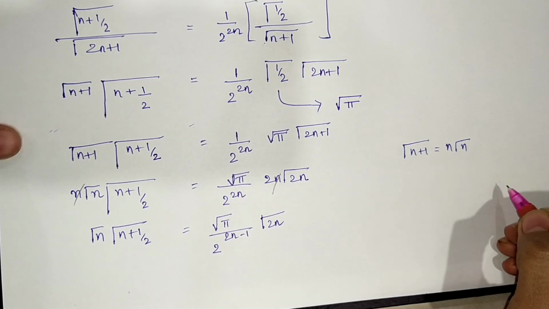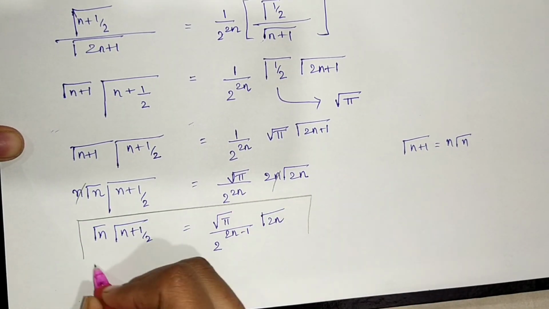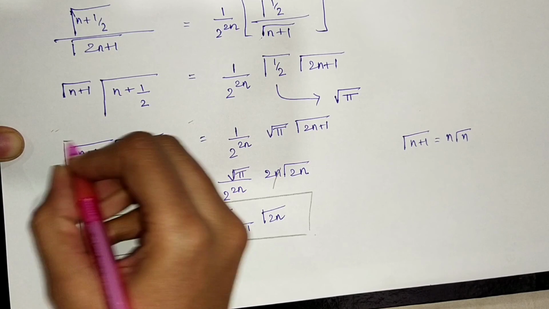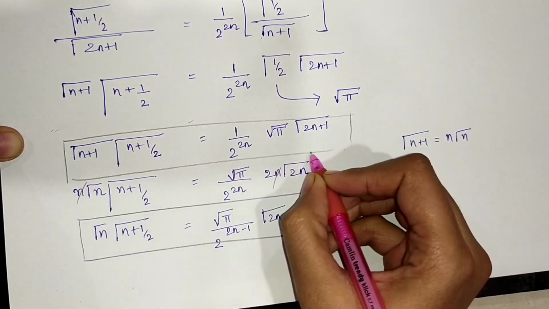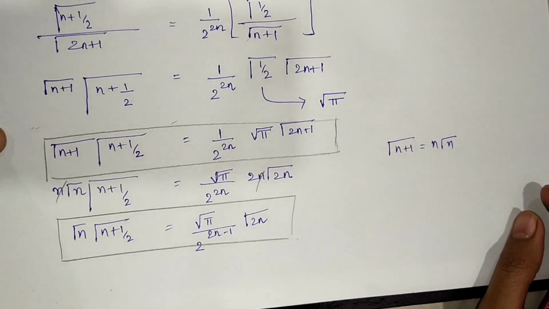So these are the two properties, these are the two formulas of Legendre or duplication formula.